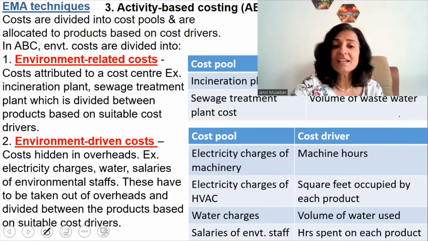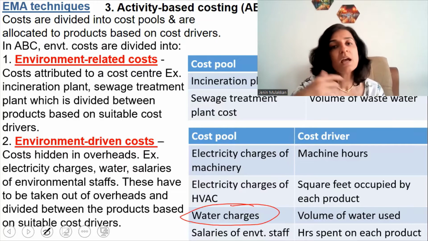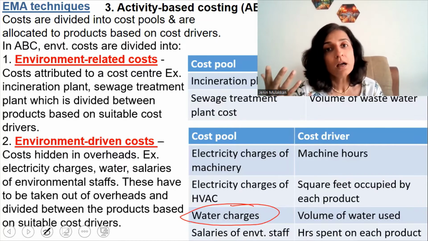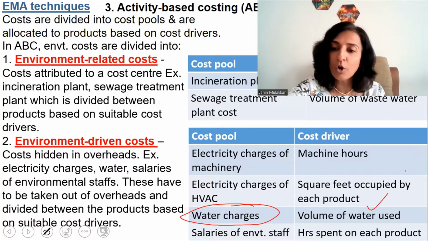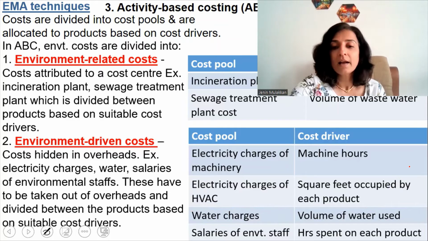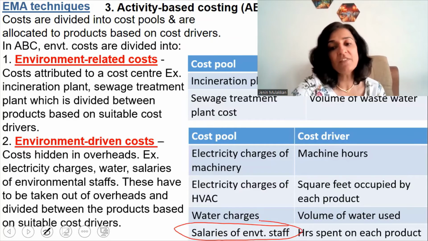Coming to the next cost pool, water charges. Water charges increase when the quantity of water consumed increases. So that is a cost driver, the volume of water used. And regarding salary of environmental staff.